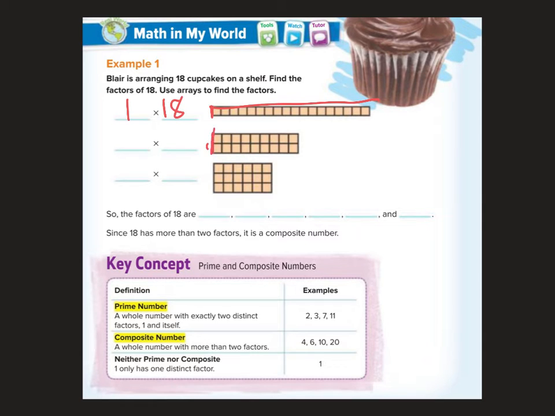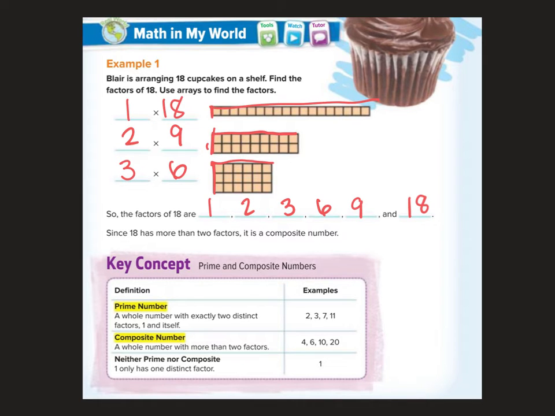Now we've got 2 and 9. 2 times 9 is 18. I know 18 is going to be divisible by 2 because it is an even number. Then lastly we have 3 and 6, which multiply together to make 18. So the factors of 18 are 1, 2, 3, 6, 9, and 18.